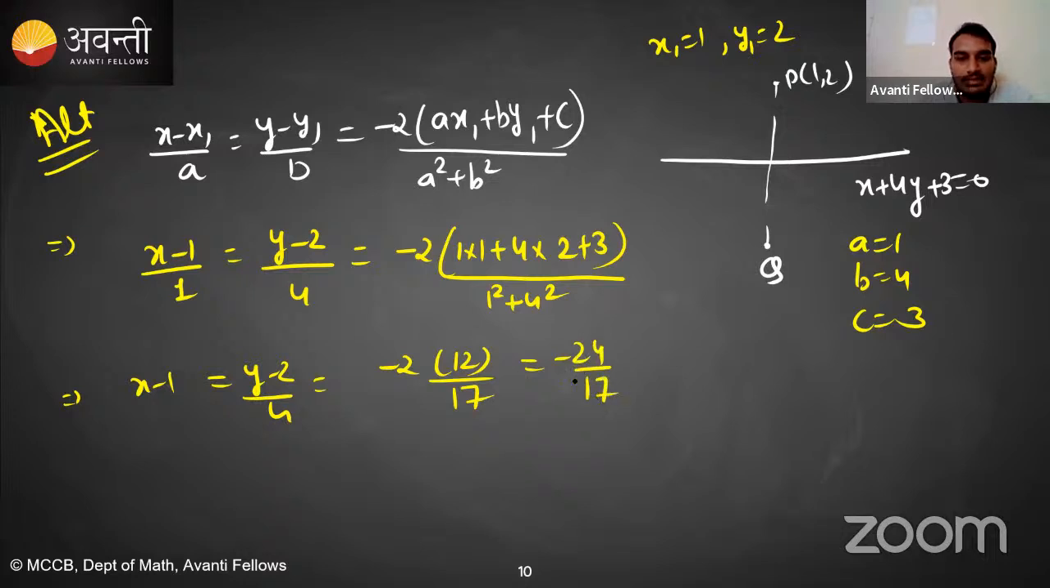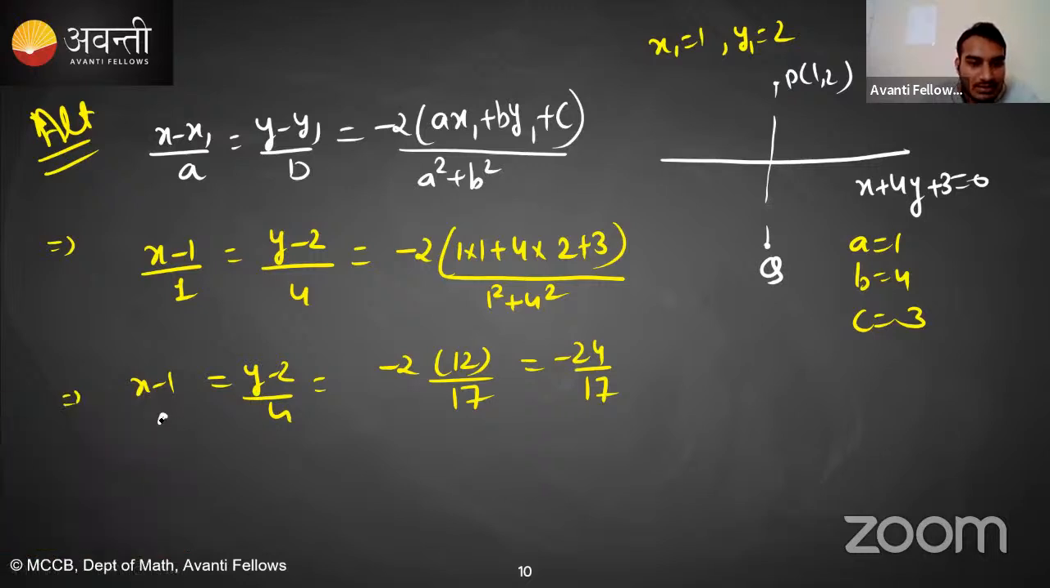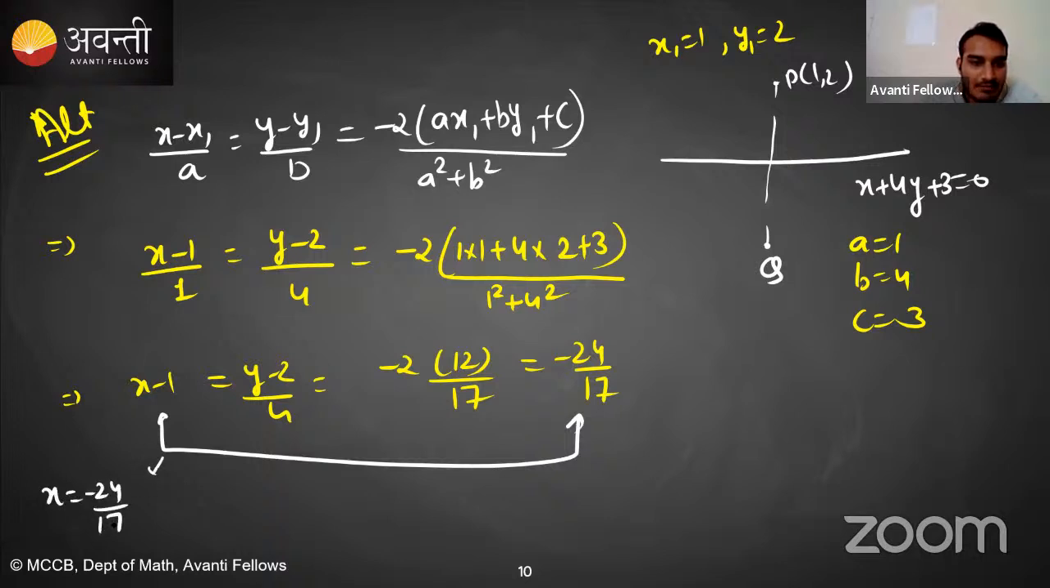Clear? Is this clear? So now if you compare these two, how much are you getting for x? x is nothing but minus 24 upon 17 plus 1, which is minus 7 upon 17.